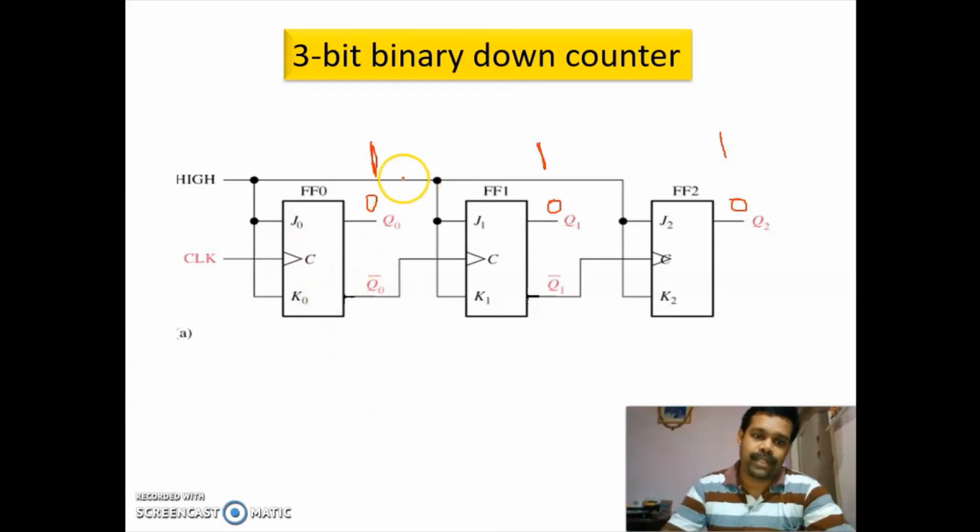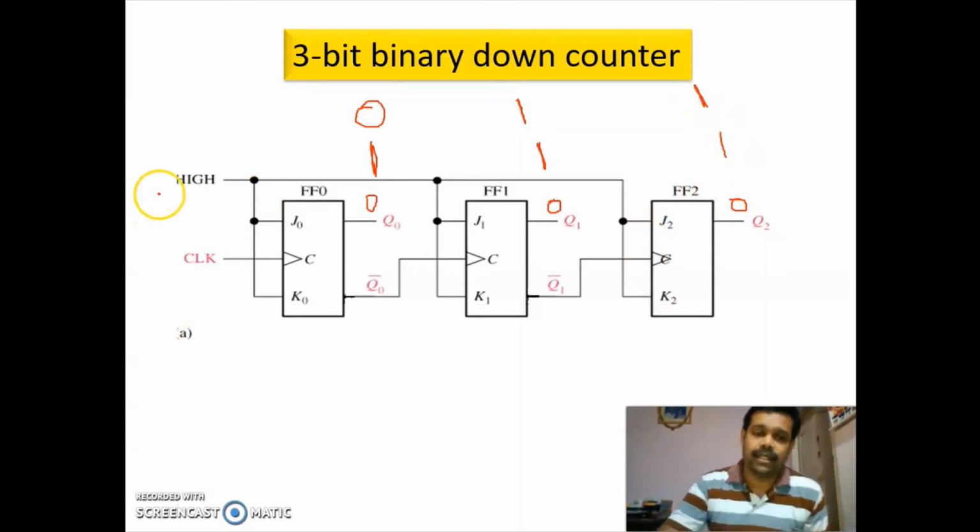During the next clock pulse, here you are having 0. Since you are having 1 here, this flip flop will not work. So you are having the same output here. If this flip flop is not working, this flip flop also will not work. So this output will be coming here.